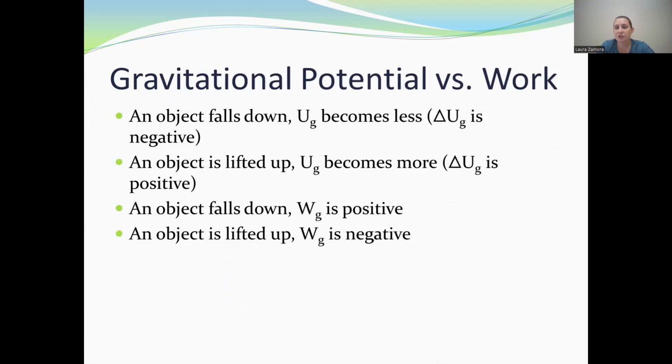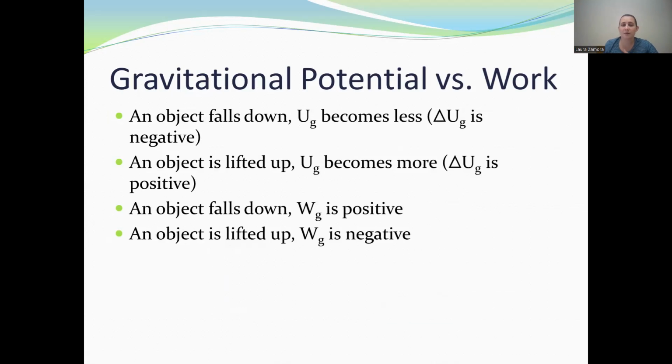Gravitational potential energy versus work. As an object falls down, that gravitational potential energy becomes less, right? Because it has less potential to fall, the more it falls. The height above our reference point is getting smaller and smaller. So that gravitational potential energy is becoming less, which means the change in gravitational potential energy is negative.